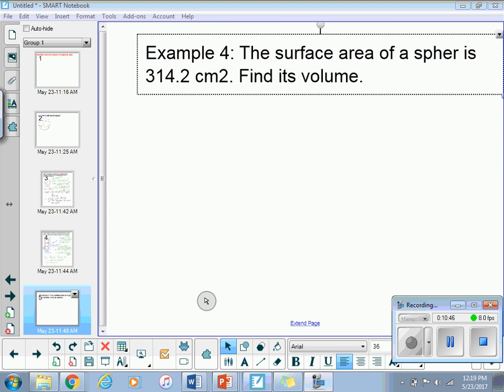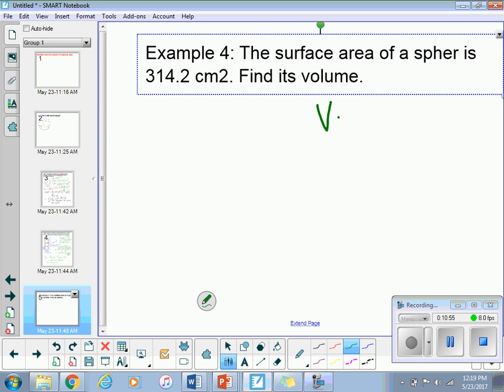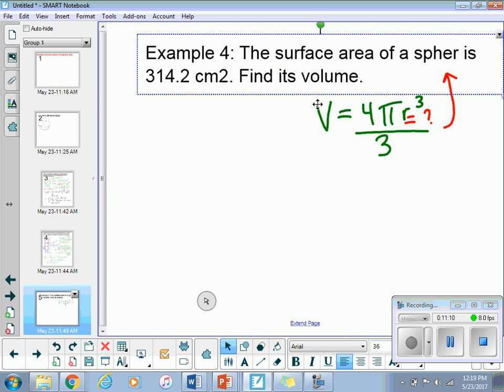Okay, in this question you were told the surface area of a sphere and you're asked to find its volume. So to find volume, the equation is 4 pi r cubed divided by 3. What do you need to find the volume? Well, all you need is r, which we don't have from this question. But what we do have is the surface area. So we also know that surface area is 4 pi r squared.